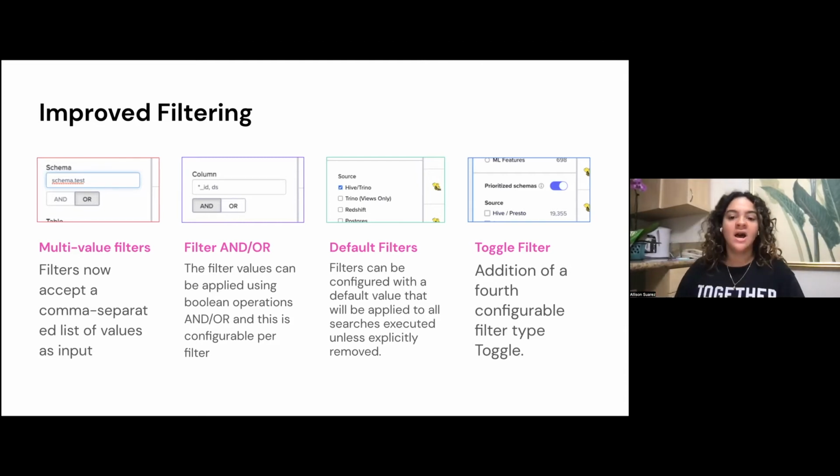Pretty simple. Another thing we added was default filters. So now you can configure a filter to be enabled by default whenever you search. That filter will be on every time you search unless you toggle it off. And in the vein of toggling, we added a, I would say, fourth, maybe third filter type, which is a toggle switch, so that you can have on-off functionality for your filters rather than the checkbox and text filters that we have currently.